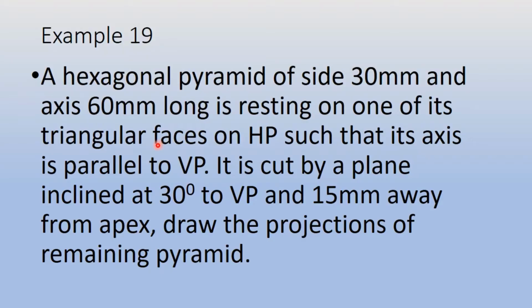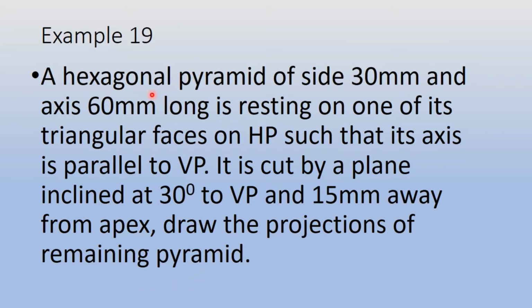Example 19. A hexagonal pyramid of side 30 mm and axis 60 mm long is resting on one of its triangular faces on HP such that its axis is parallel to VP. It is cut by a plane inclined at 30 degrees to VP and 15 mm away from the apex. Draw the projections of the remaining pyramid.